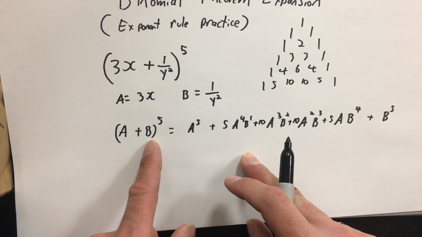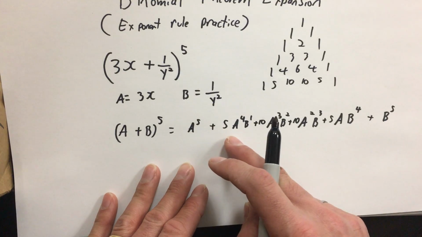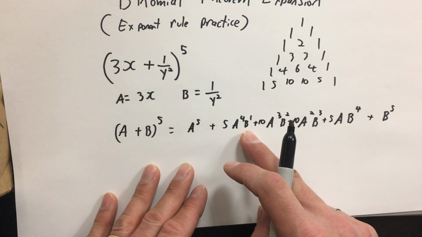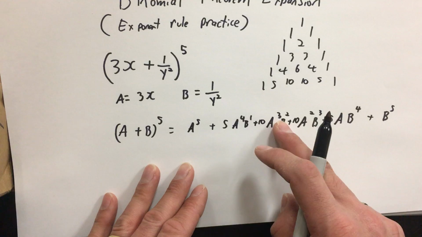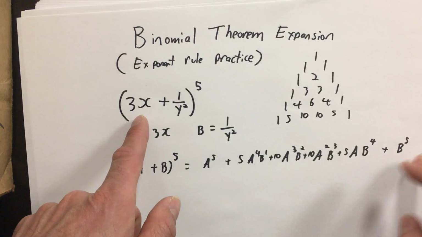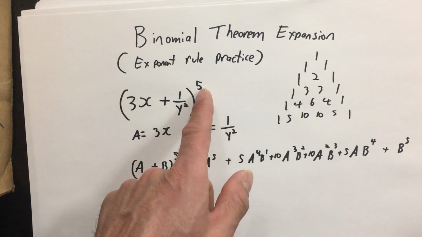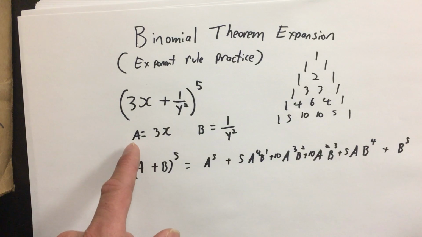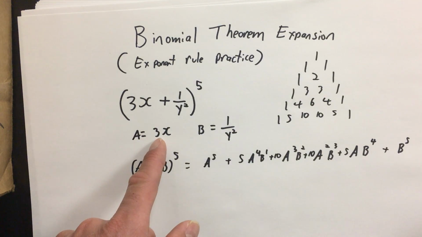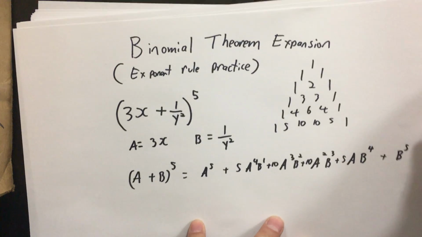So the expansion of a plus b to the 5 is a to the 5, 5a to the 4, b to the 1, 10a to the 3, b squared, and so on. Now remember, our original question was 3x plus 1 over y squared raised to the exponent 5. A is taking the place of 3x, and b is taking the place of 1 over y squared. Here's where you have to be careful. We're going to substitute our values back in.